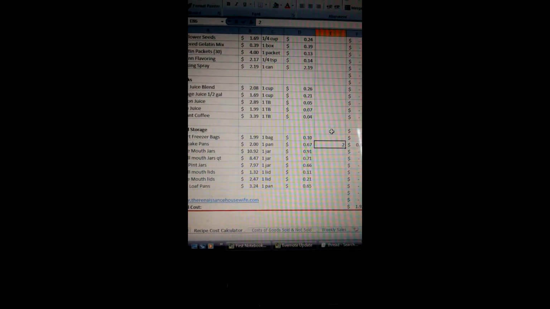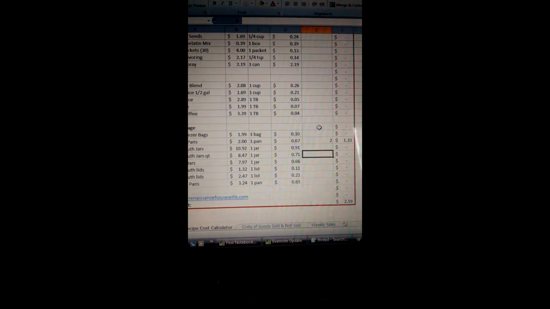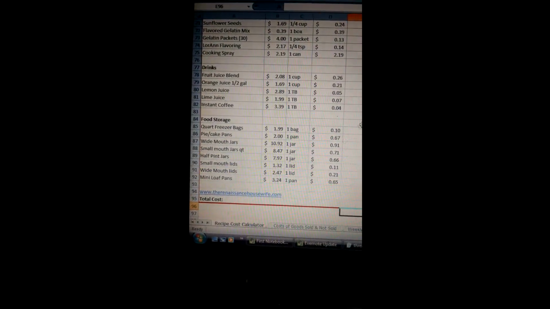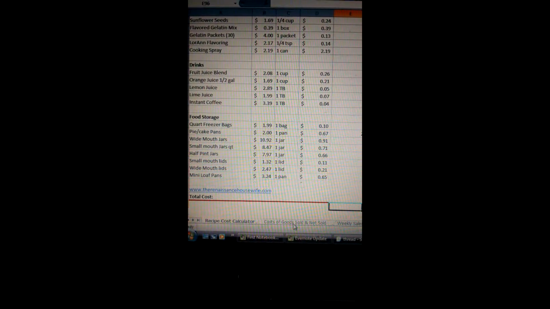It's important when you're doing this for a farmer's market to remember that if one recipe makes 2 of your items, to include enough packaging costs to get an accurate total. And that's going to be important for our next one here.